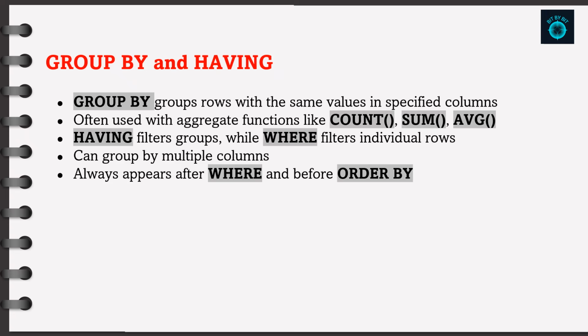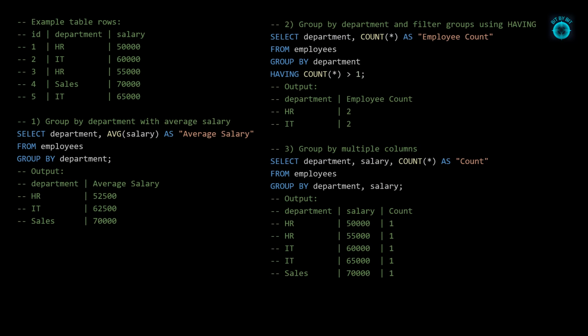You can group by more than one column, which creates subgroups based on the combination of those values. Always remember that group by comes after where and before order by in a query structure. First example. We select the department column and calculate the average salary for each department using the AVG function. We alias the result as average salary so the output is clear.